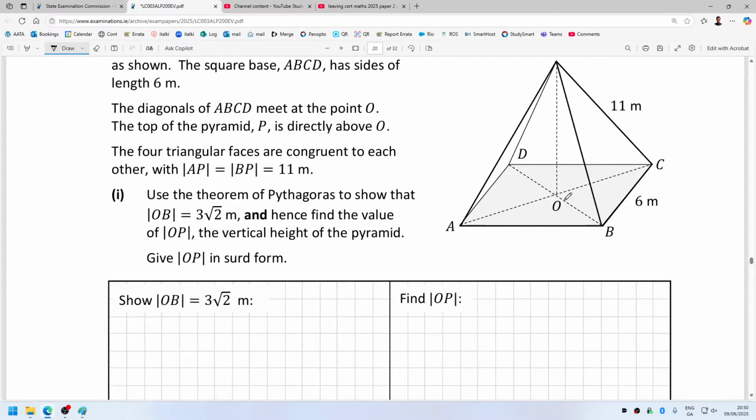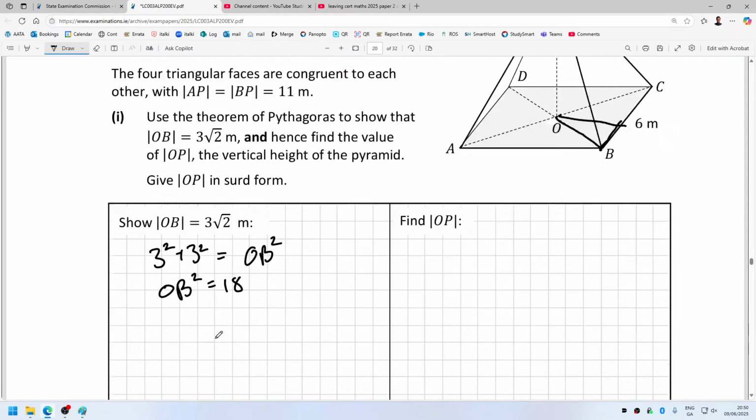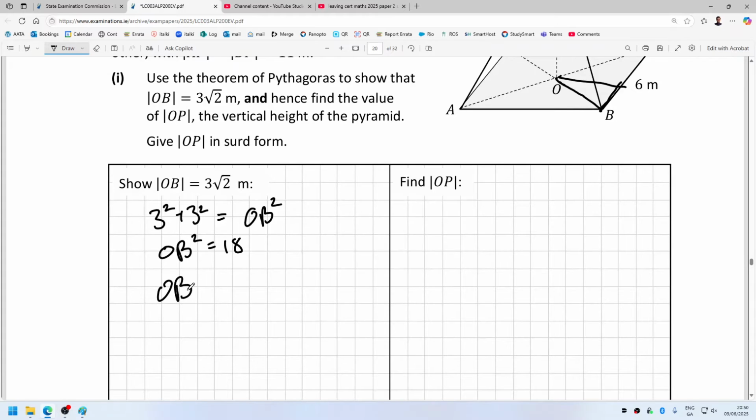OB. Three. So that's 3 squared plus 3 squared equals OB squared. OB squared equals 18. So OB is root 18, which is root 9 times 2, which is 3 root 2.